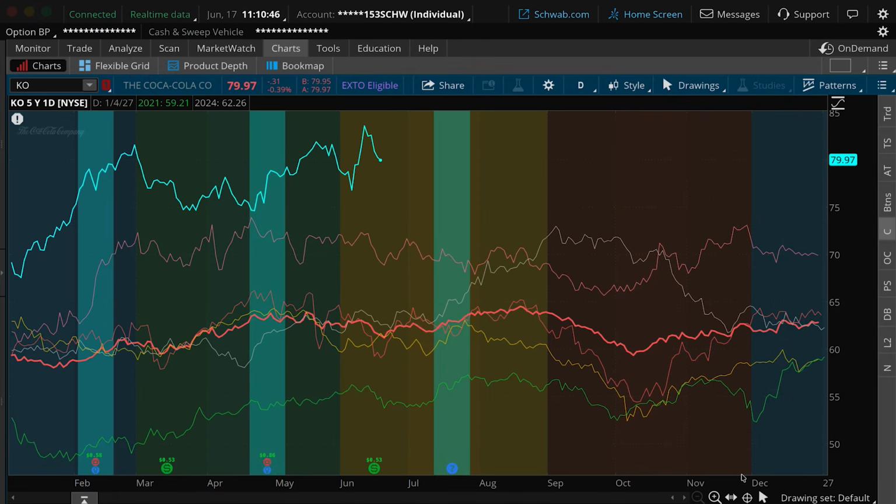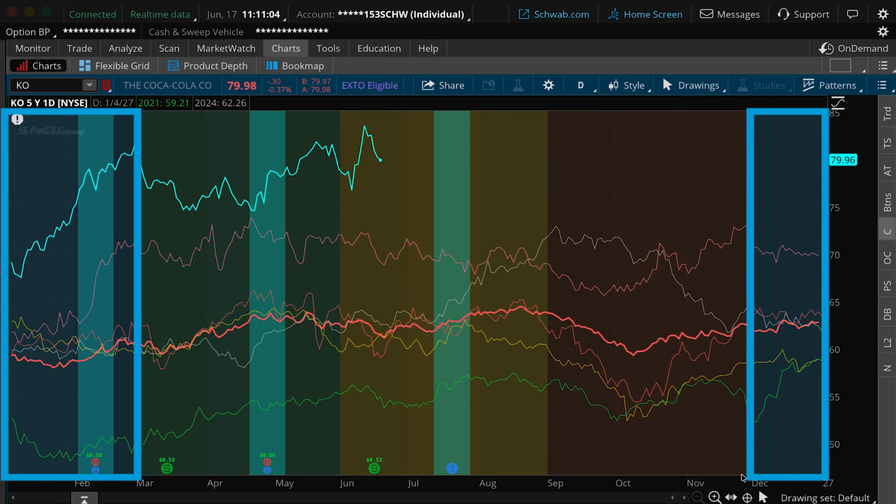Here's the chart. We'll use Coca-Cola as our guinea pig. As always, these examples aren't a recommendation. The seasonality chart is very busy, so let's take a minute to orient ourselves. The background has 4 colors for the 4 seasons.